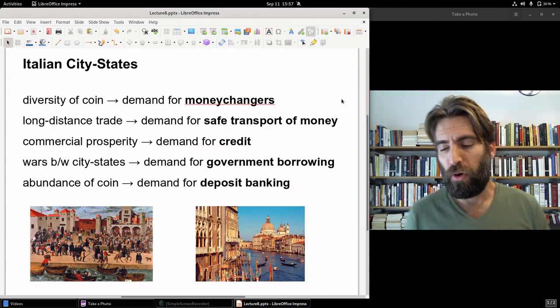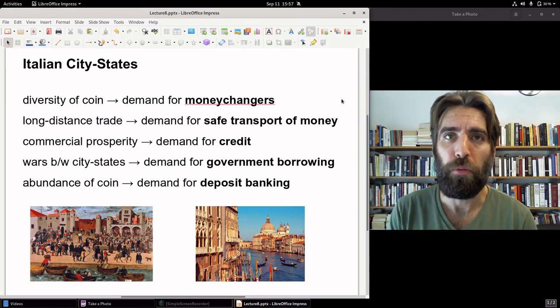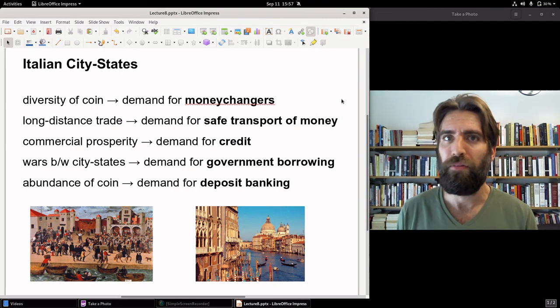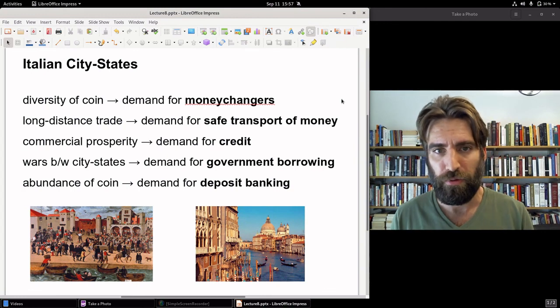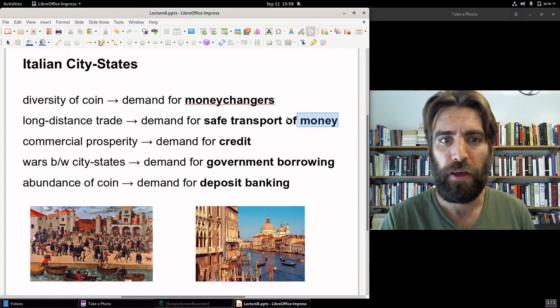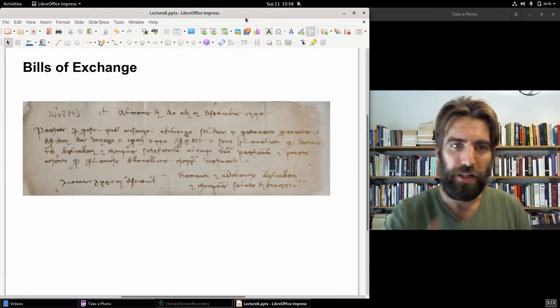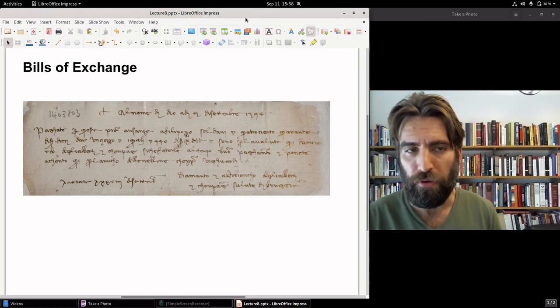Now, gold and silver were certainly more portable than copper cash coins. Nonetheless, there's still some inconvenience there. If you have to transport a lot of gold coins, not only is it unsafe, but it's also bulky and a bit inconvenient. And so there's this demand now for the safe transport of money.